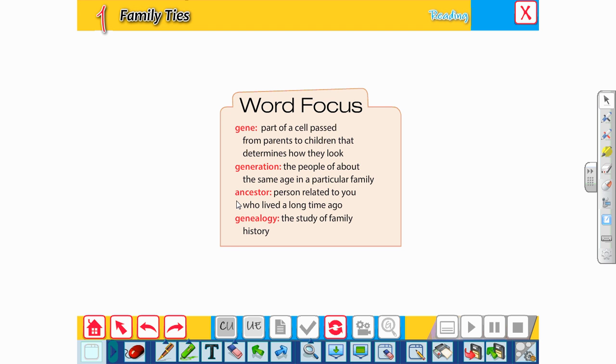Next, we have ancestor, person related to you who lived a long time ago. So this means that they are our grandparents? No, they are more than our grandparents. Genealogy, it's the study of a family history. Now, we're going to read the article itself.